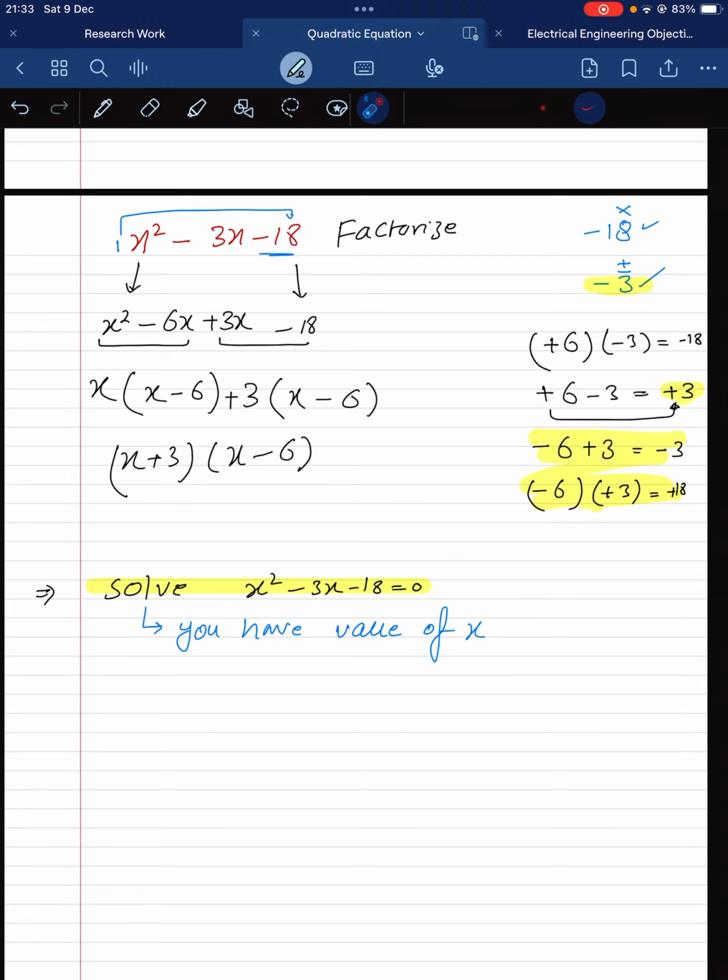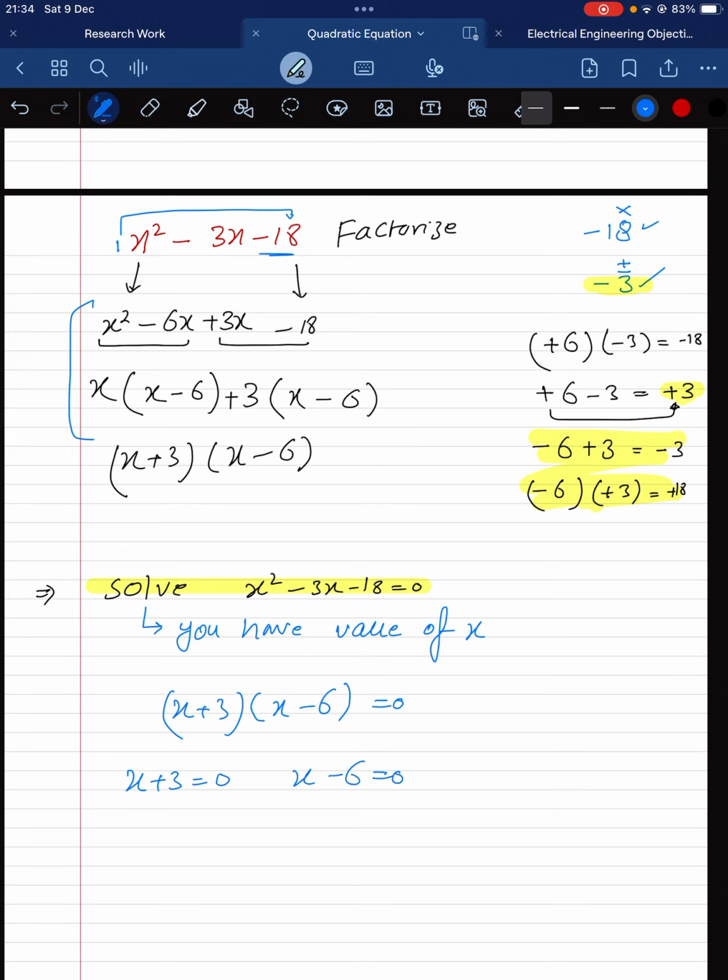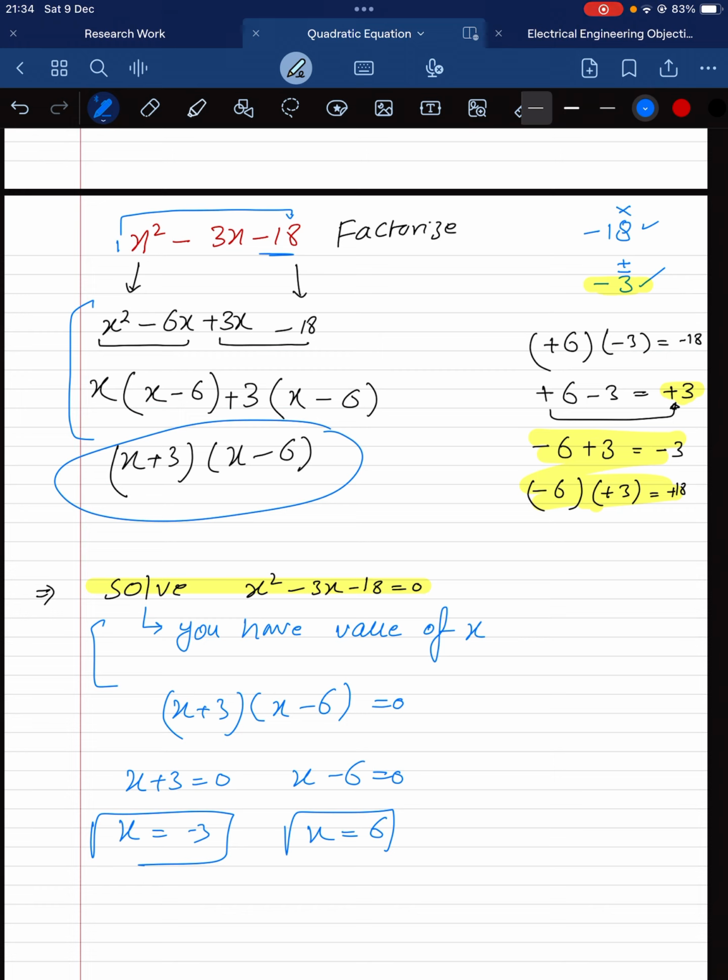So you will do the same procedure. After doing the same steps, we get the final x plus 3 and x minus 6 is equal to 0. Now you put them again separately equal to 0. X plus 3 is equal to 0, x minus 6 is equal to 0, so x is equal to minus 3 and x is equal to 6. After getting these two factors you put them equal to 0 separately, then you can get the value of x. So they may ask you a question like this.